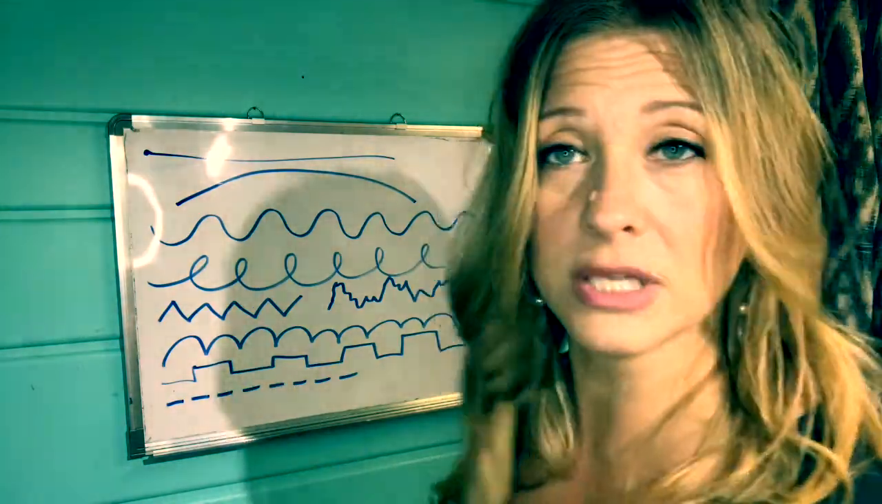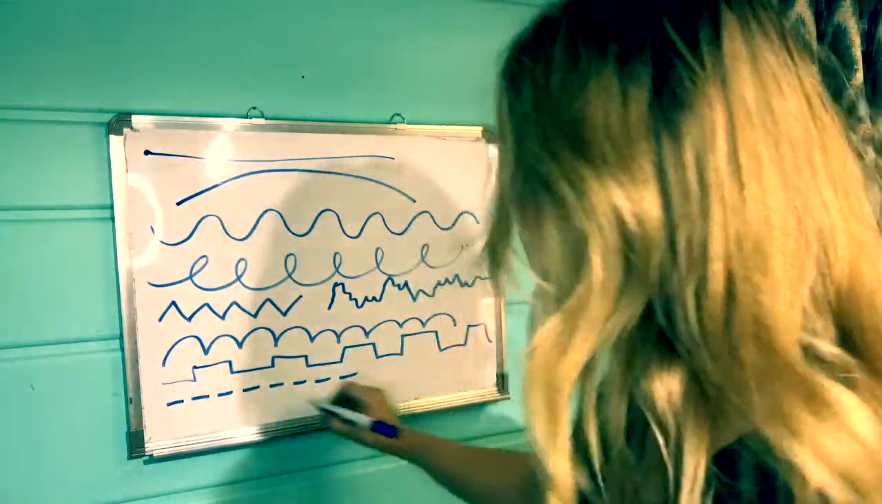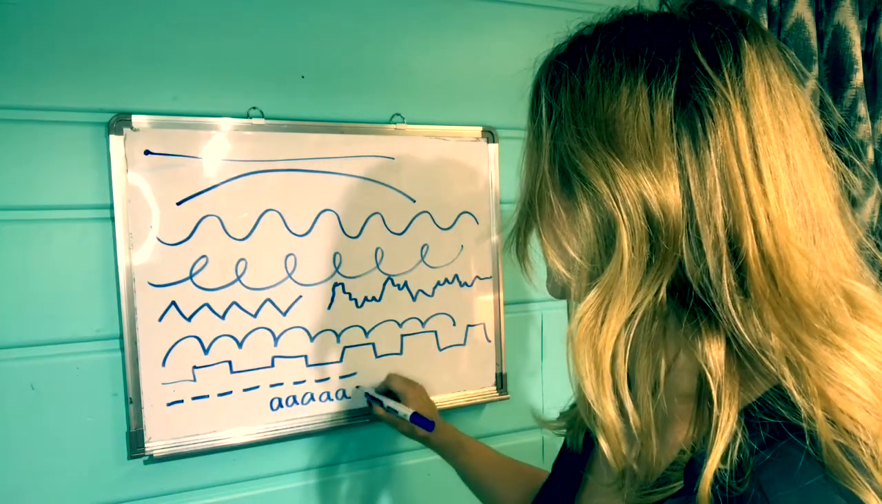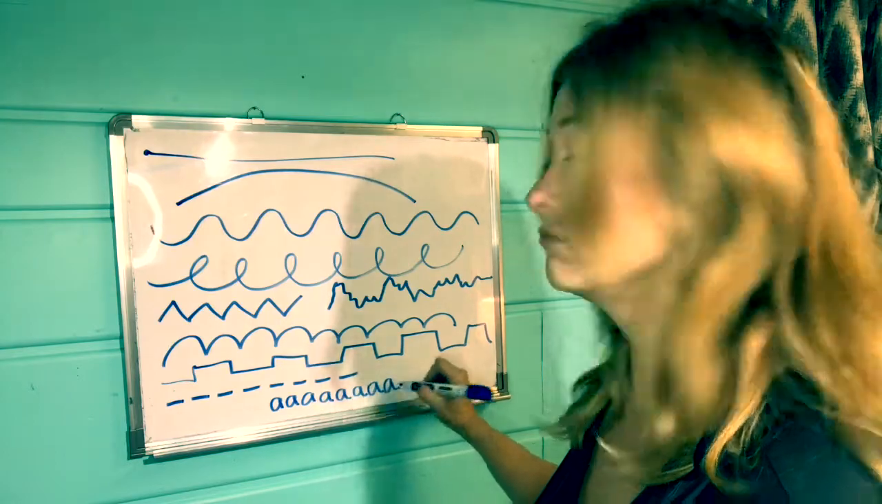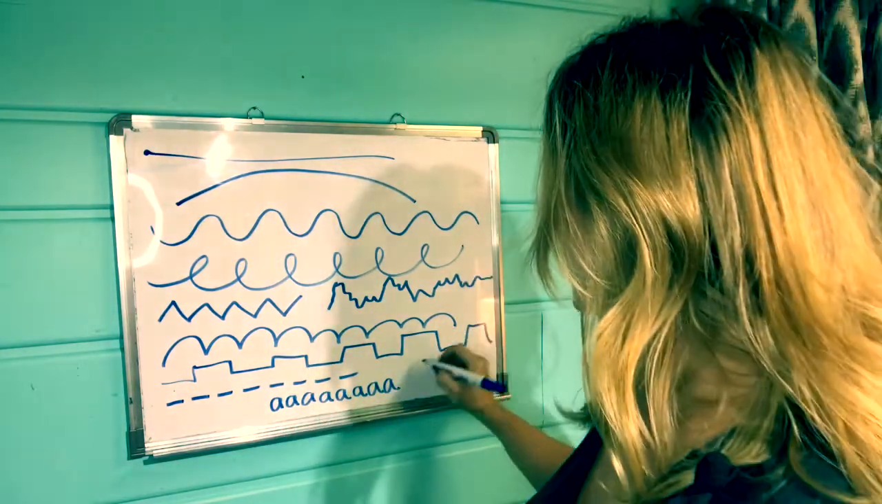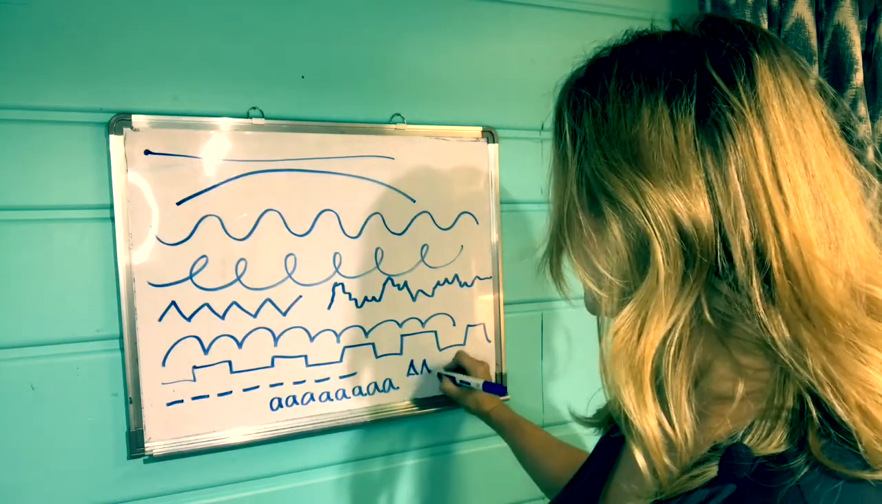You could also, I said, do letters. So let's do the letter A. You could make an entire line out of just A's. Yeah, cool, right? Or you could do shapes. So I'm going to do a little one over here of just triangles.